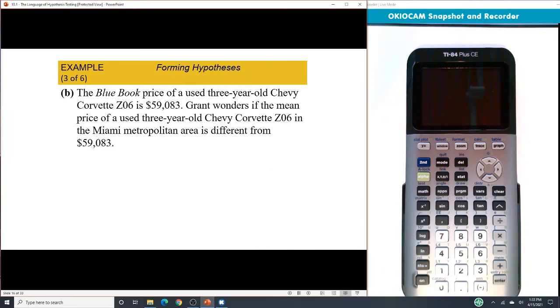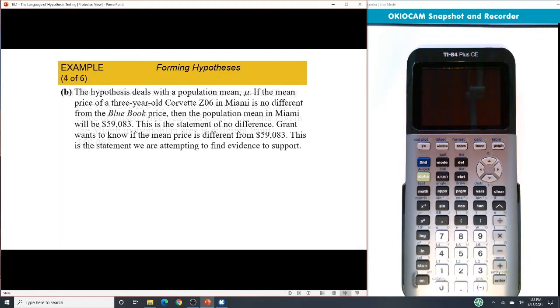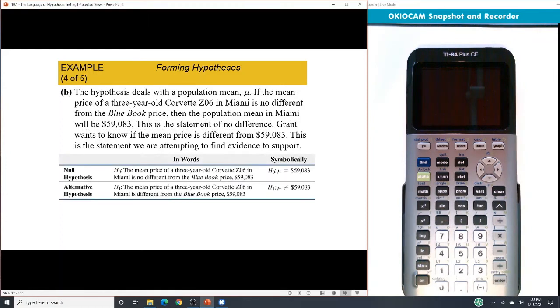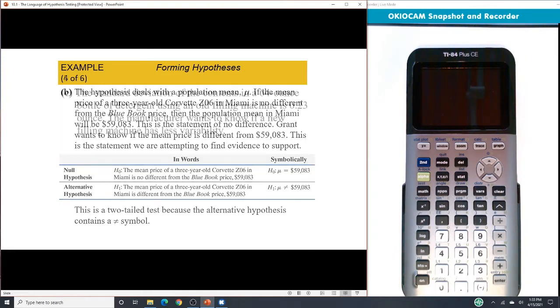All right, the next one we have this Corvette. It's worth $59,000. They believe it is different from that. Since it's different, we're going to use a does not equal. Now we're talking about the mean here for those values, so that's going to be using mu as our parameter.